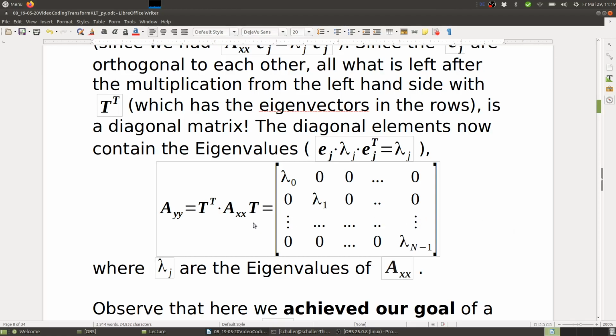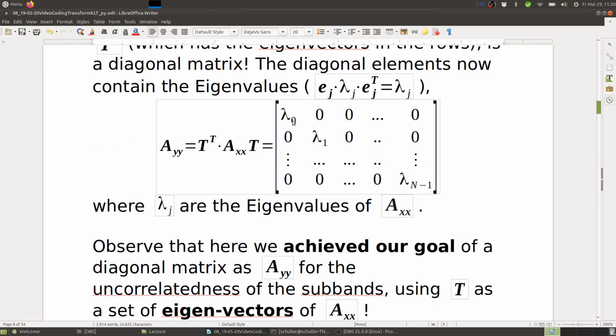So now we found the solution. We have AXX times T consisting of the eigenvectors in the columns. From the left-hand side, we multiply with T transpose, where the eigenvectors now appear in the rows, and the result is this diagonal matrix with the eigenvalues on the diagonal. And remember, this is AYY, and that means the eigenvalues are the powers of each subband. Right? Those eigenvalues represent the powers, or the energy, in each subband.